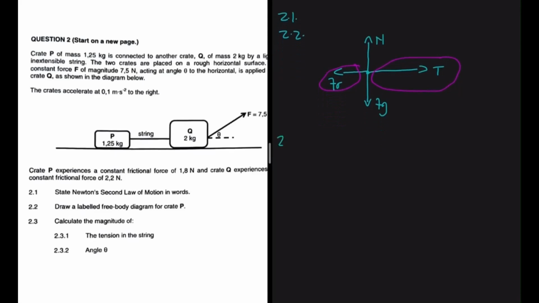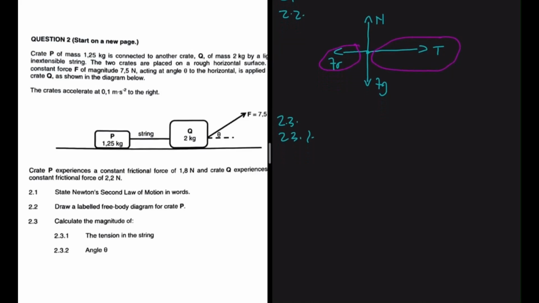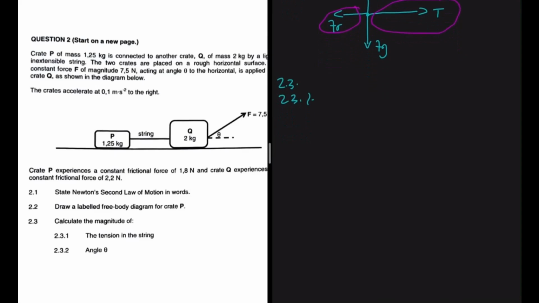Anyway, question 2.3.1: let's calculate the magnitude of the tension in the string. In 2.2, we were asked to draw a labeled free body diagram for crate P, so let's try finding the tension in the string by using crate P. If we cannot use crate P alone, then we will resort to also using crate Q. So let's try here and see what happens.